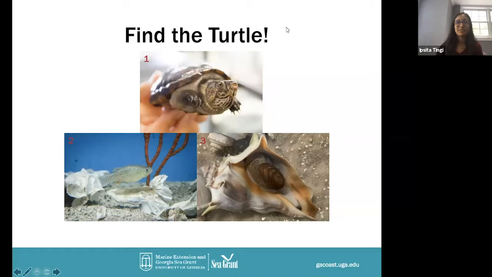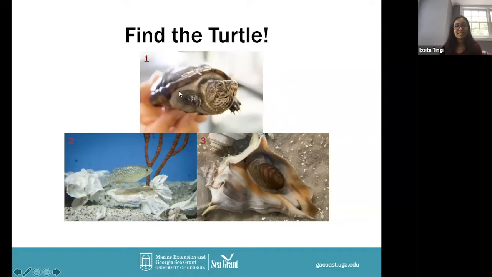Yeah, it is picture one. But why is it picture one? All right, so picture 3, we have a whelk. And a whelk has a shell like a turtle, but it doesn't have a backbone. In picture 2, we have a fish. Now, the fish does have a backbone like the turtle, but it has gills, while turtles, on the other hand, have lungs. And so our first picture, like all of you got right, is a turtle.